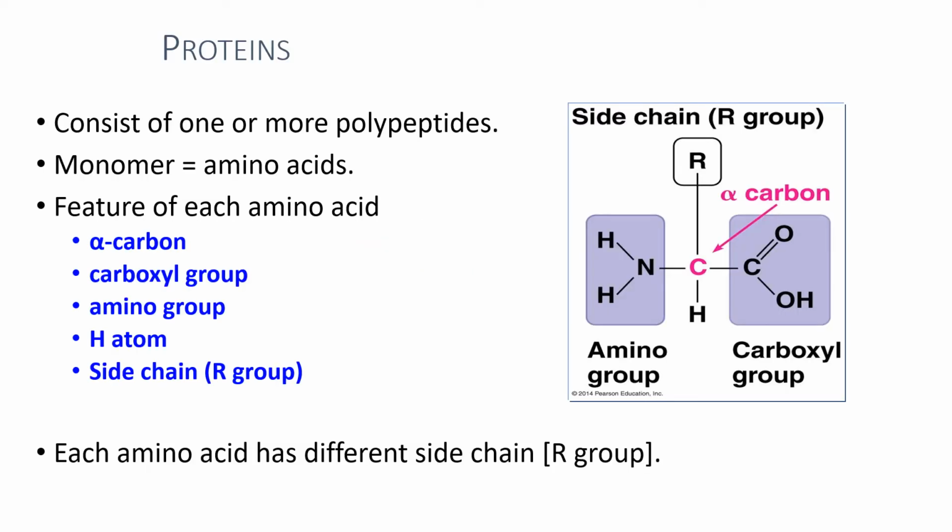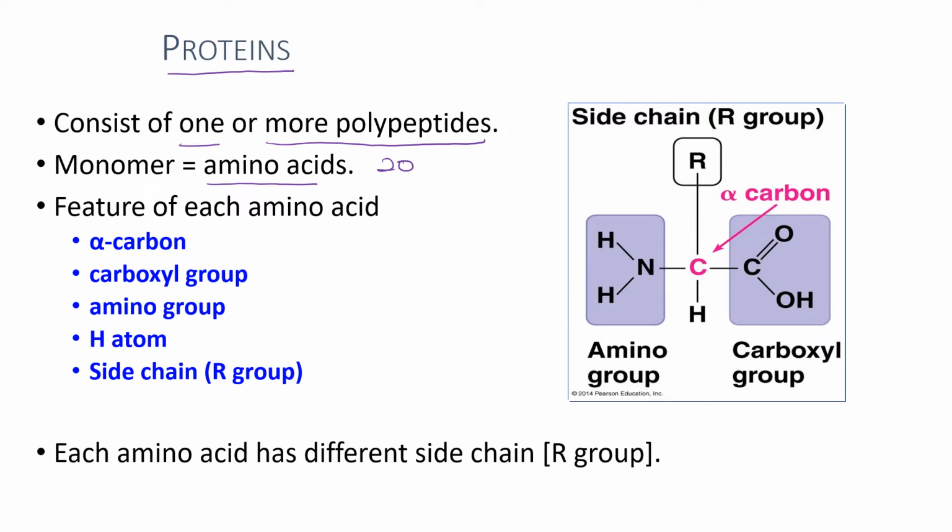Protein. Proteins consist of one or more polypeptide chains, and each of these polypeptide chains is made up of monomers, which are amino acids. There are about 20 different types of amino acids.